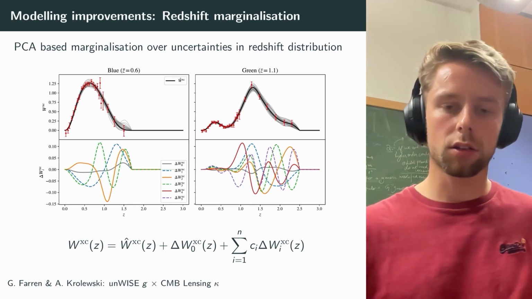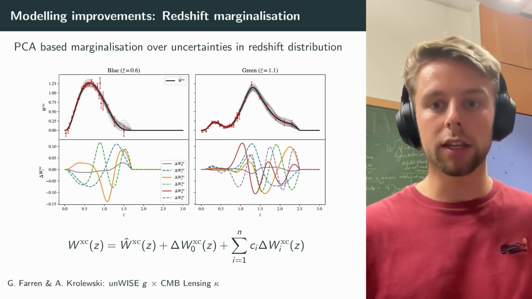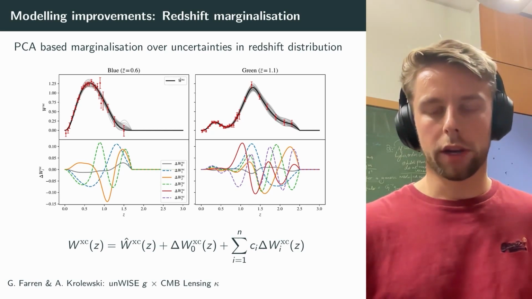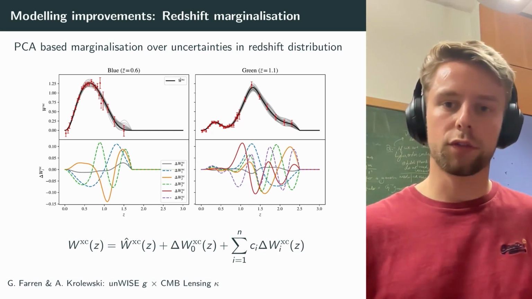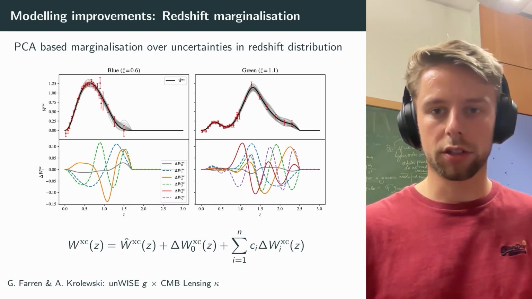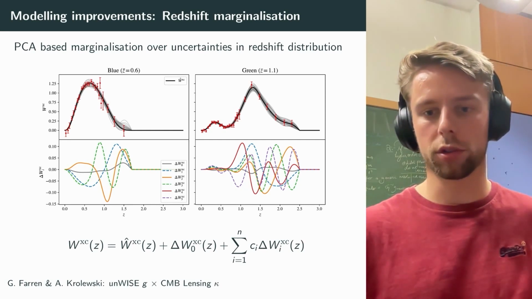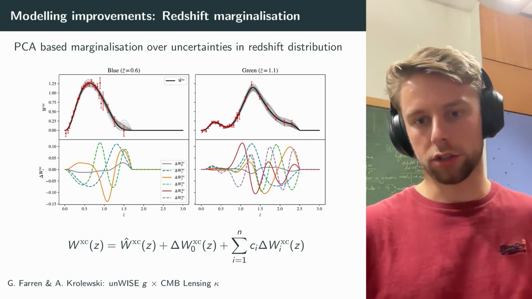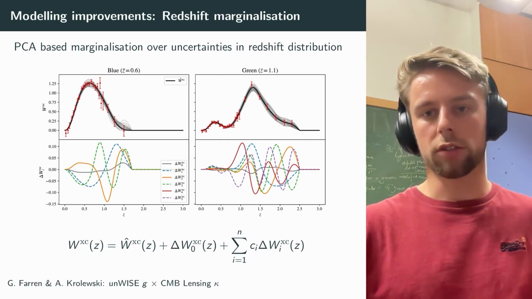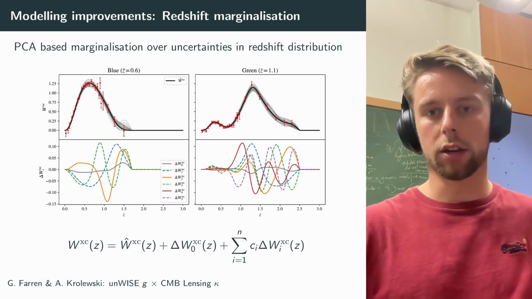Now, those coefficients are not left completely free. They are informed by priors derived by transforming the noise realizations into the basis of principal components and then measuring the distribution of PCA coefficients. And so this is the redshift distribution that we then end up using in our analysis.